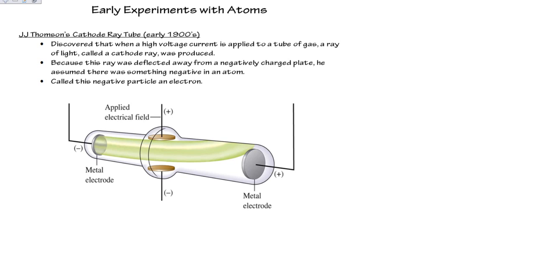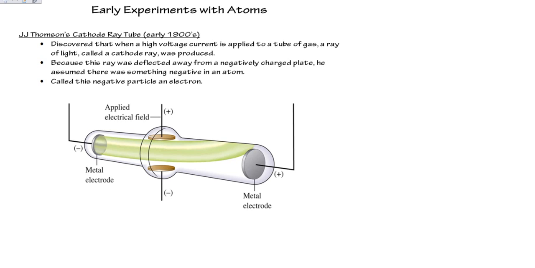Other early experiments that I'm hoping are familiar to you are this J.J. Thomson cathode ray tube experiment. This is where we enter in the electrons. J.J. Thomson had this glass tube filled with a gas. The gas was hooked up to an electrical current, and it kind of glowed like a laser beam. They called it a cathode ray.